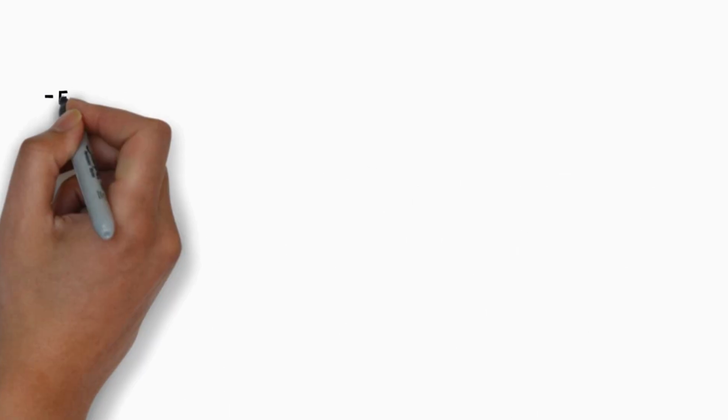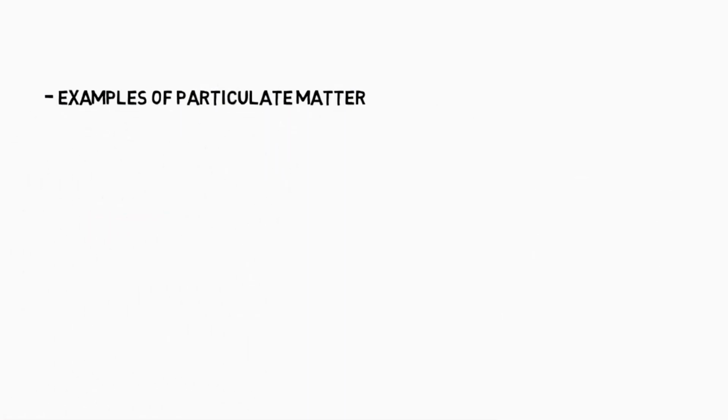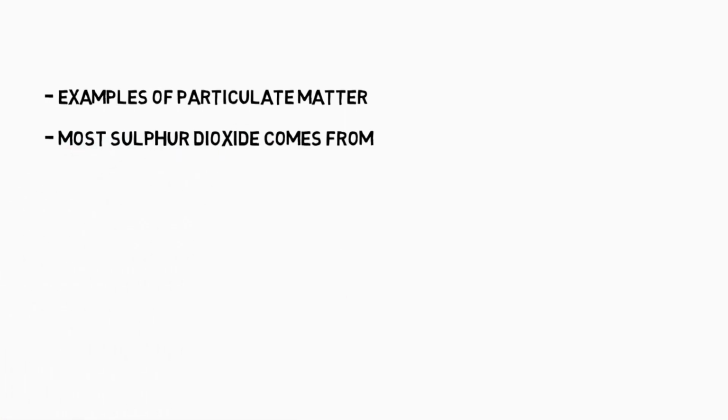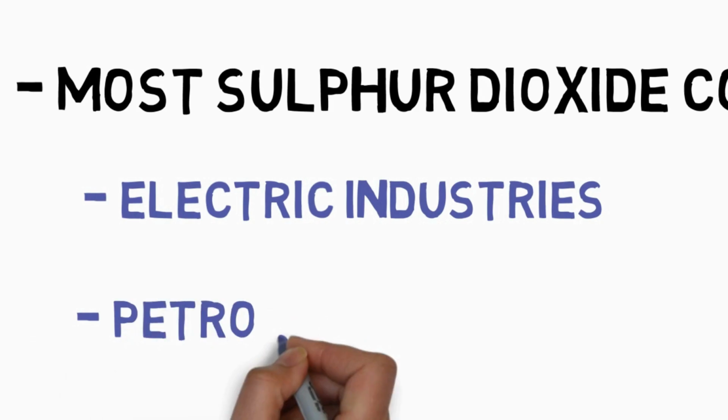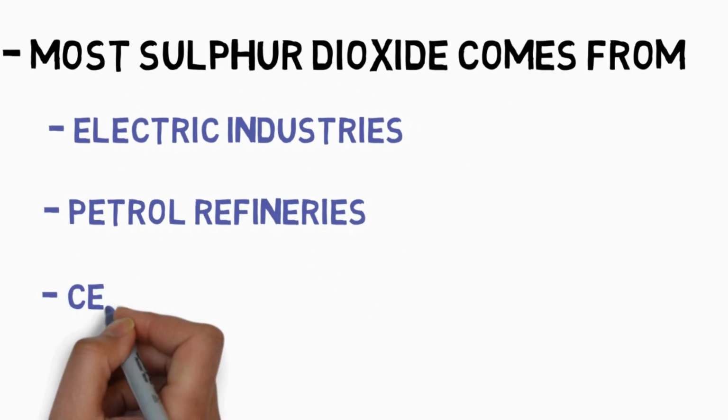Sulfur dioxide is one of the examples of particulate matter. Most sulfur dioxide comes from the electric industries that burn fossil fuels, and also from petrol refineries and cement manufacturing industries.